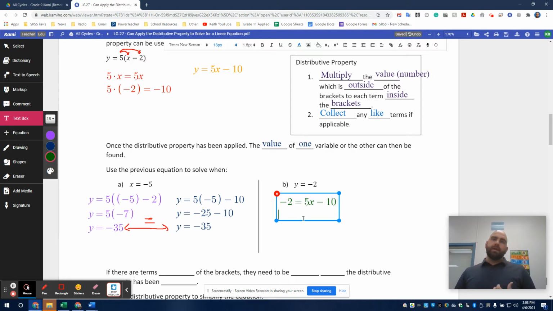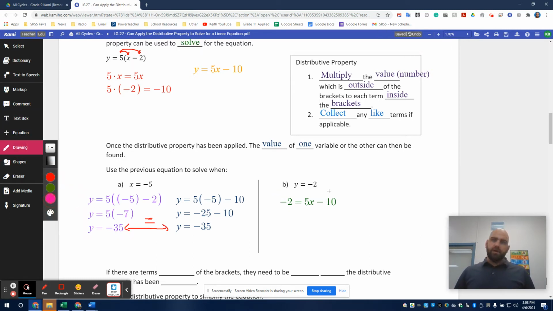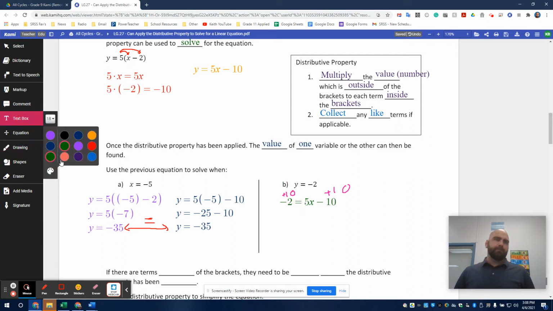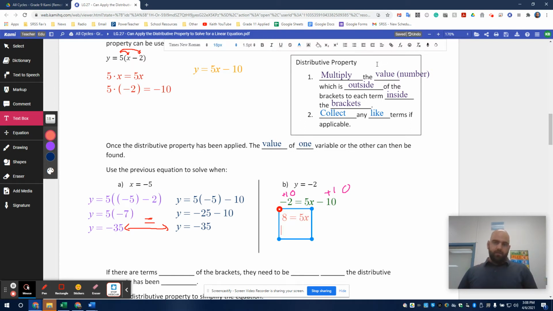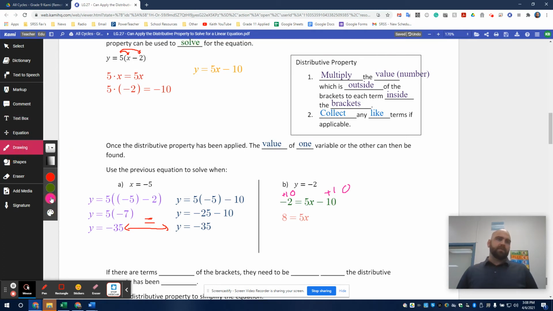So multiplying through, now we add 10 to both sides. I'm going to do that using a drawing tool here. So we're going to add 10 to both sides. And so what we'll get is negative 2 plus 10 is just 8, and this is equal to 5x, as we've gotten rid of the negative 10. Next step, now we need to divide. So we're going to divide this by 5, and we're going to divide this one by 5.